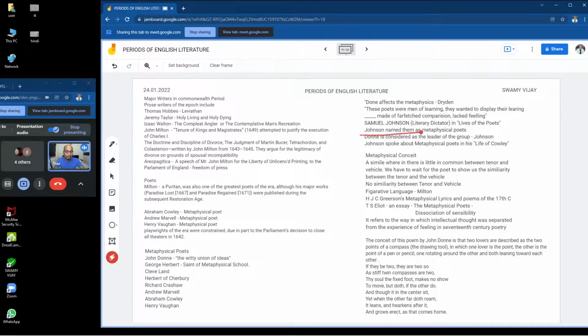There are two Johnsons, Ben Jonson and Samuel Johnson. Samuel Johnson is known as the literary dictator, and Ben Jonson is next to Shakespeare. Samuel Johnson named them metaphysical poets. So who grouped or named these people as metaphysical poets? That is Samuel Johnson. Donne is considered the leader of the group, as said by Johnson, and Johnson spoke about metaphysical poets in his Life of Abraham Cowley.